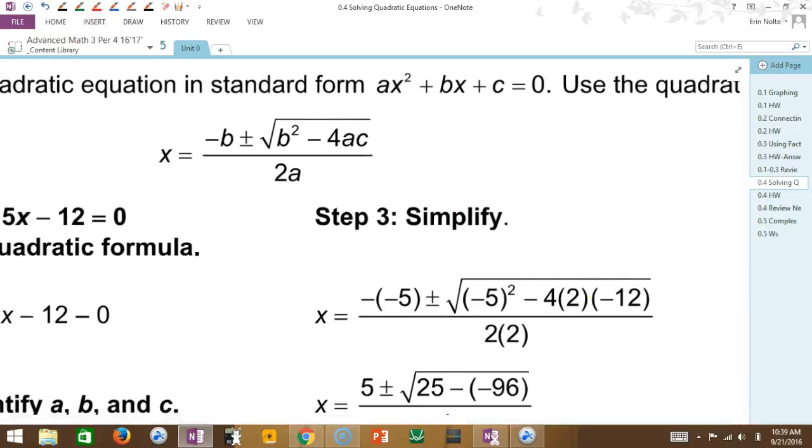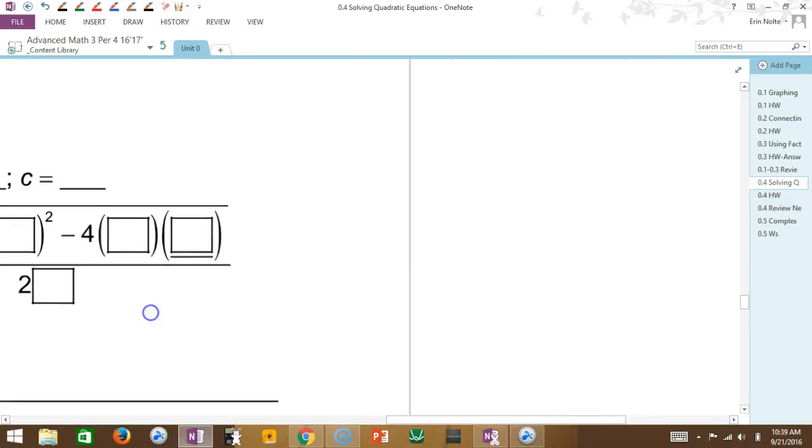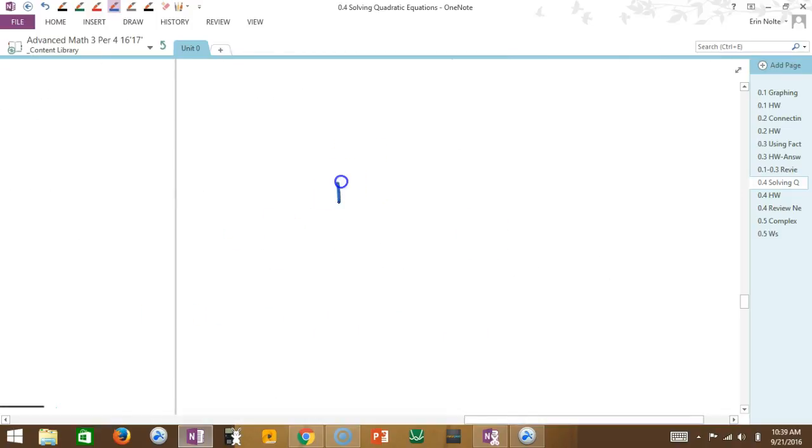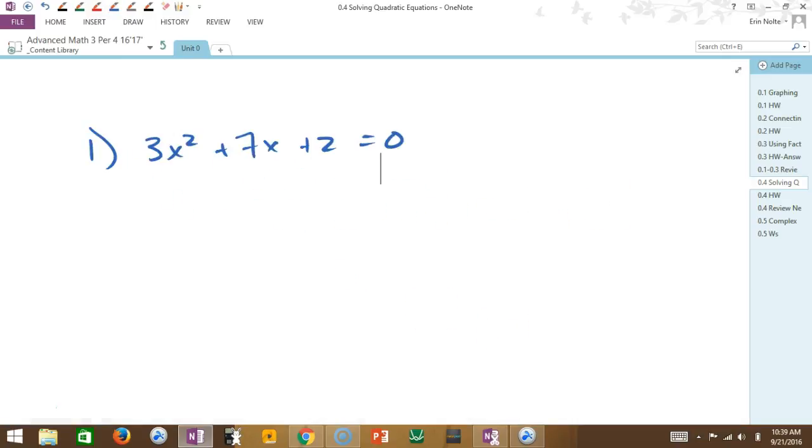Okay, so let's do an example. Let's just steal one of these. Example: we have 3x squared... what was it? Plus 2. Okay, so the first thing you notice is, what is the equation set equal to? 0. You can only do the quadratic formula if it's set equal to 0. That holds true for all quadratics except for the first step of completing the square.